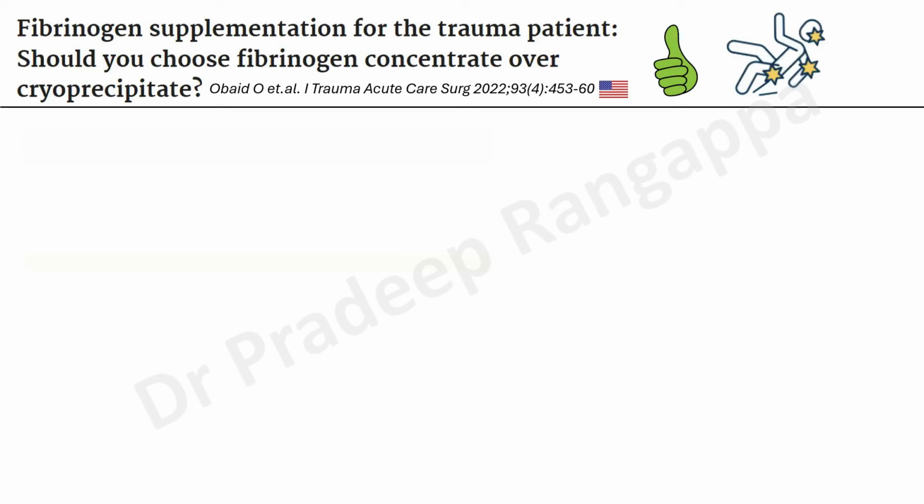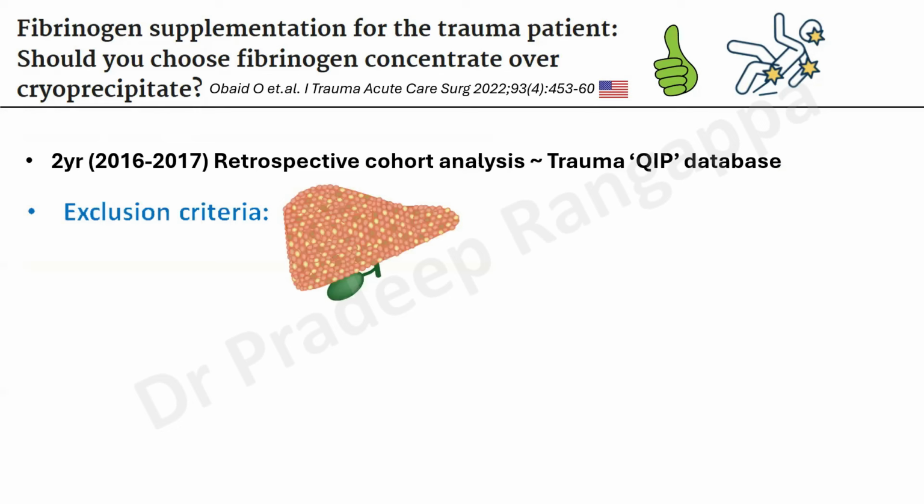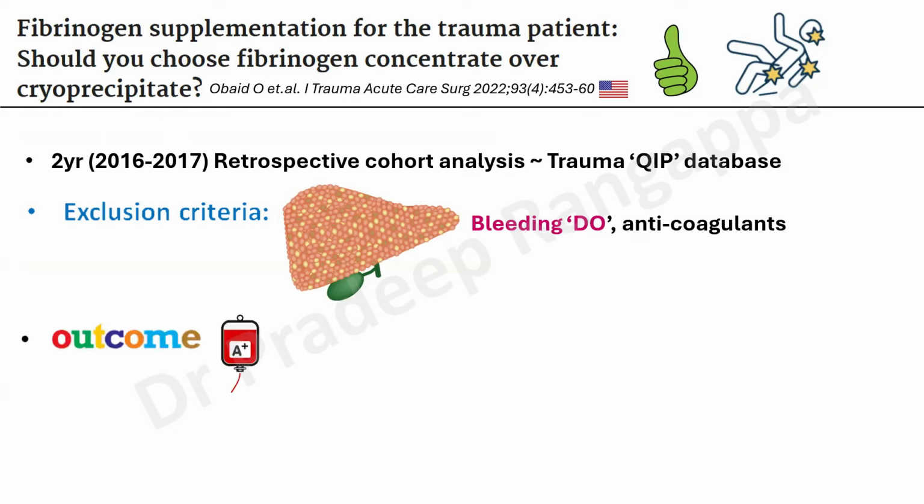So this study came in 2022, again in trauma patients, from the US group. Fibrinogen supplementation for trauma patients: should you choose fibrinogen concentrate over cryoprecipitate? This was a 2-year retrospective cohort analysis. They took data from the Trauma Quality Initiative database, and they excluded all the cirrhotics, the bleeding disorders, and patients who were on anticoagulants. The outcomes were the amount of blood the patient received, ICU and hospital length of stay, and the mortality. So these are the typical outcomes any study would look at.